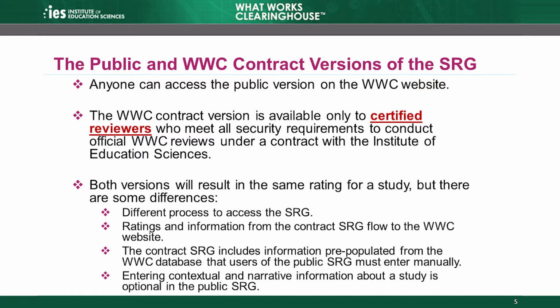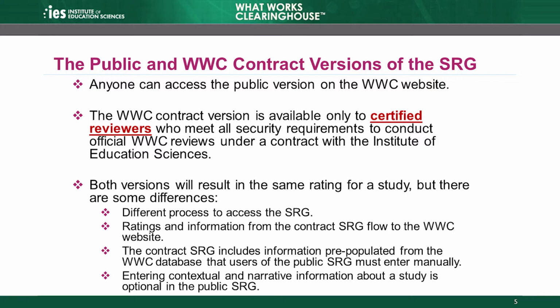There are two versions of the SRG. The first, the public version, can be accessed by anyone through the WWC website to complete study reviews. The second, the WWC contract version, is available only to certified reviewers conducting an official WWC review of a study under a contract with the U.S. Department of Education's Institute of Education Sciences. In addition, reviewers must complete a security screening process in order to access the WWC contract version of the SRG.